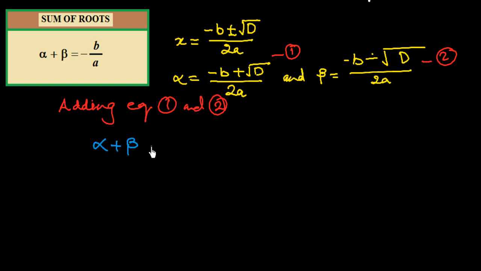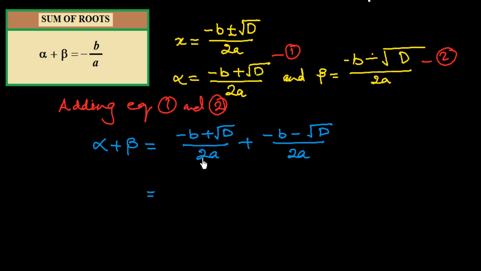alpha plus beta is equal to minus b plus square root d over 2a plus minus b minus square root d over 2a. Look at this. 2a is in both denominators, so we get it common in the denominator 2a: minus b plus square root of d plus minus b minus square root d. So now we get here d is positive and this square root d is negative.